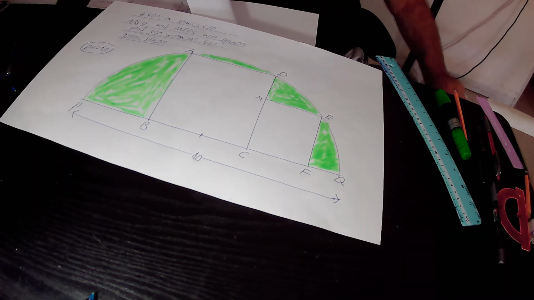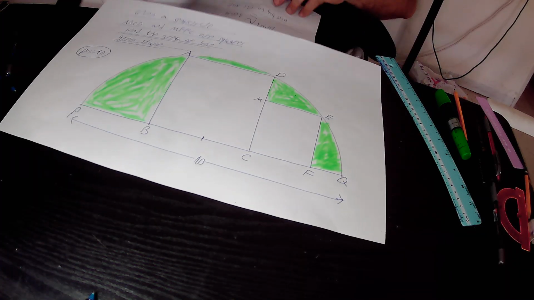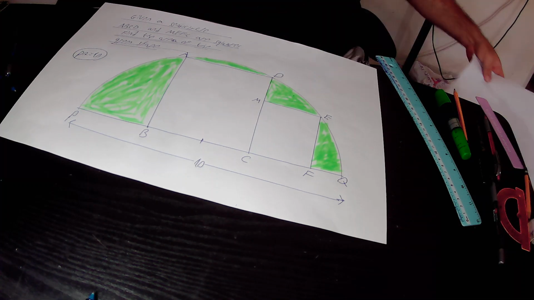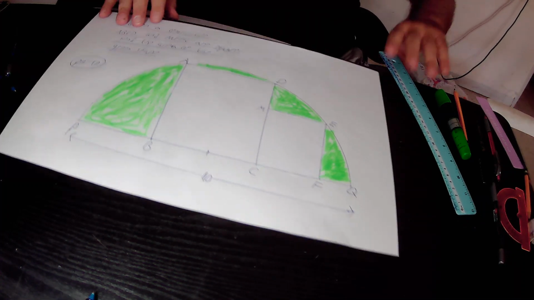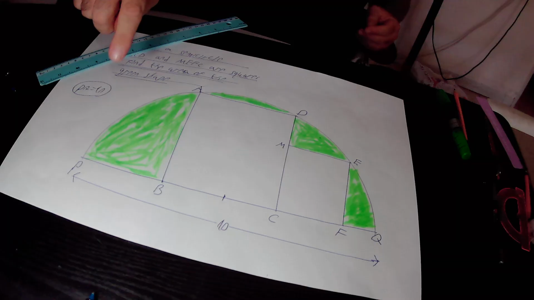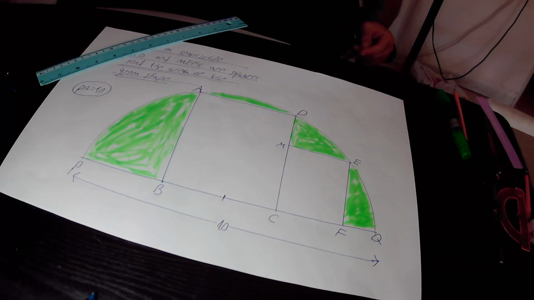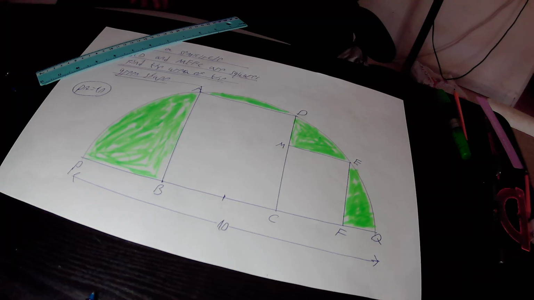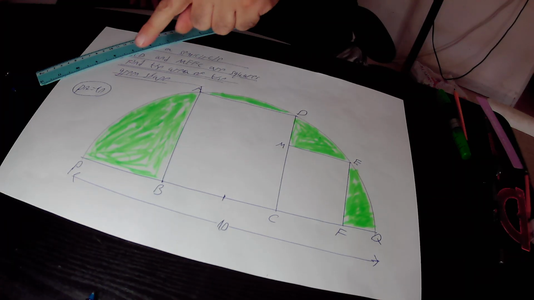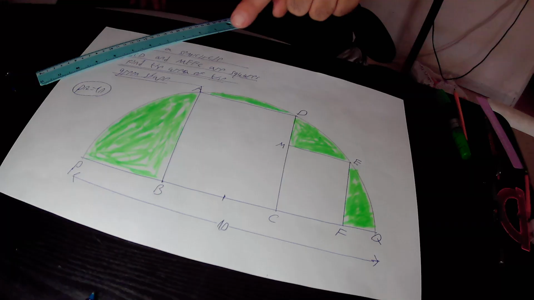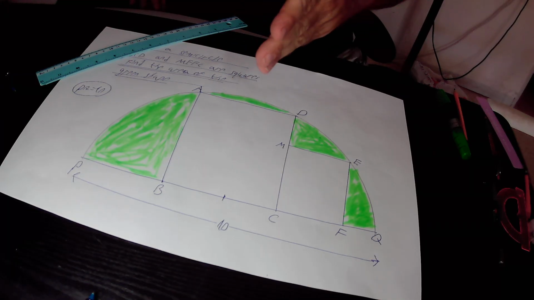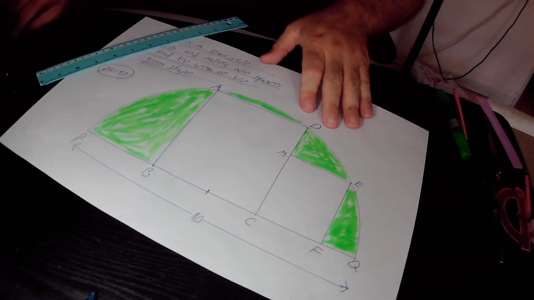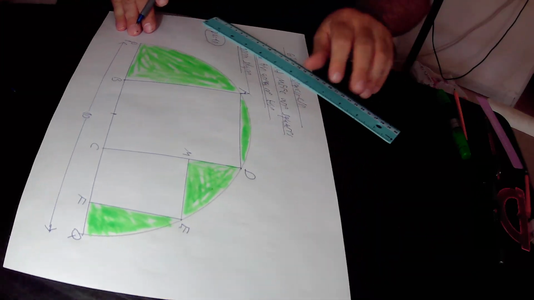In the second question, our task is to find out the area of this green shape. So in the drawing, we have a semicircle. It is given in the question that PQ equals 10 units in its length. That is to say, the diameter of this semicircle equals 10. Therefore, the radius must be equal to 10 over 2, that is 5. So the radius of this semicircle equals 5 units in its length.